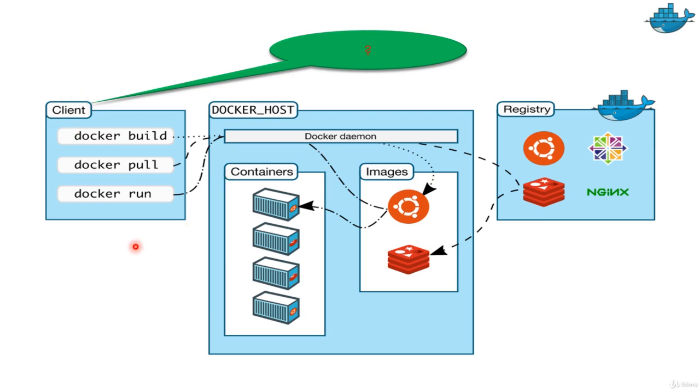Just to recap, the client will perform any command. That command will go to the Docker daemon, and the Docker daemon will communicate with the registry via the Docker image. It will pull the image, create the container, and then the application will be live.